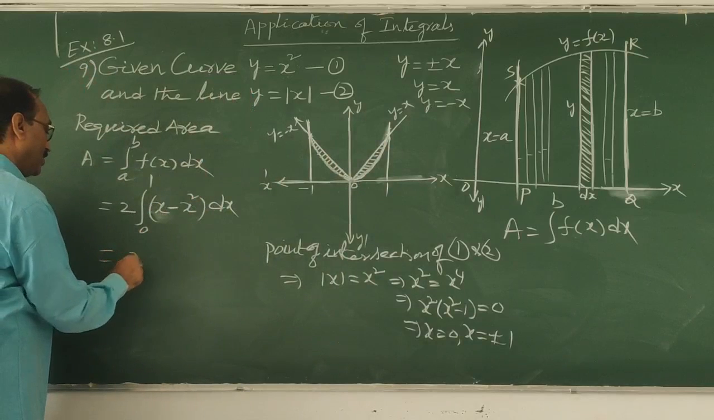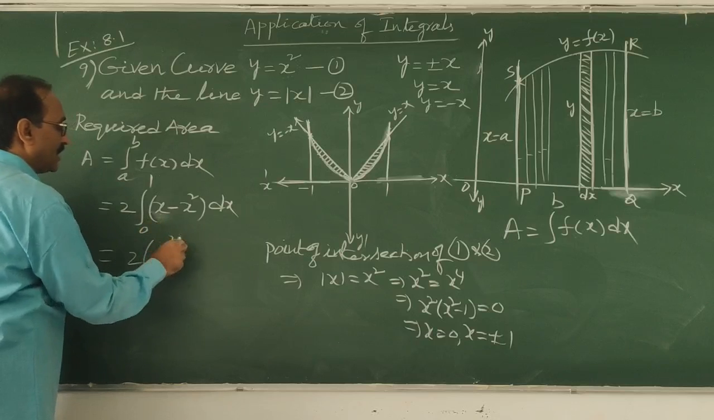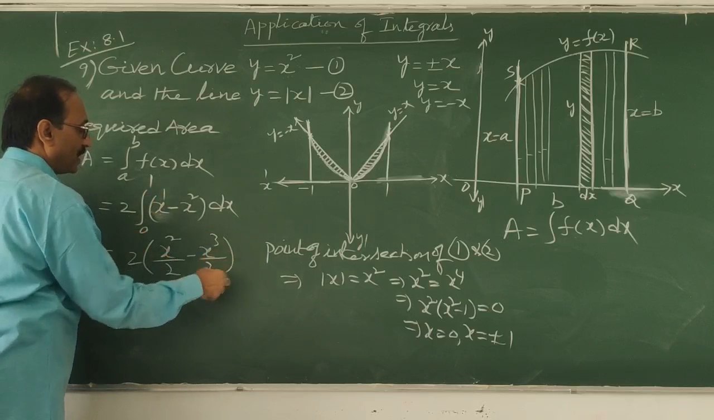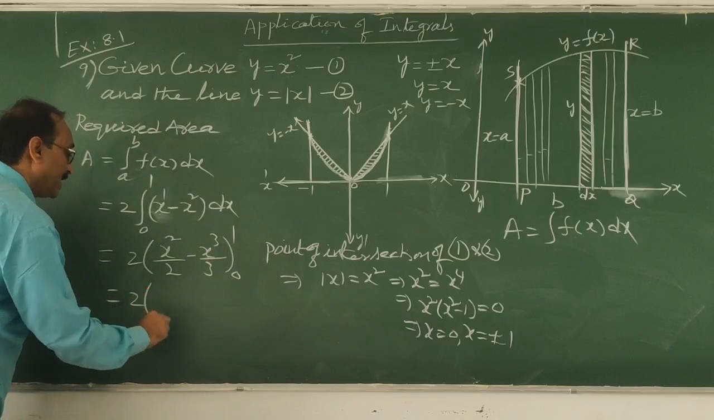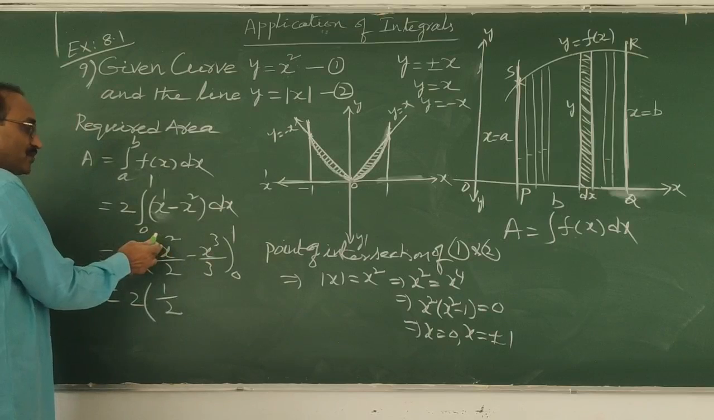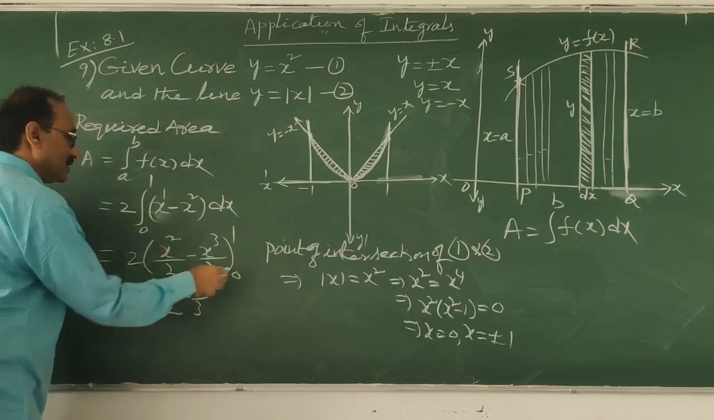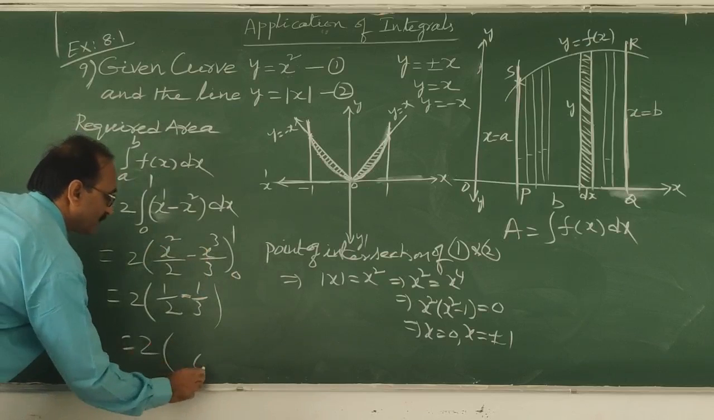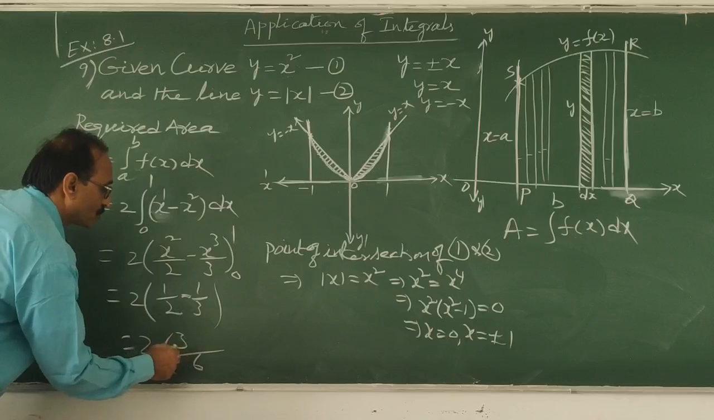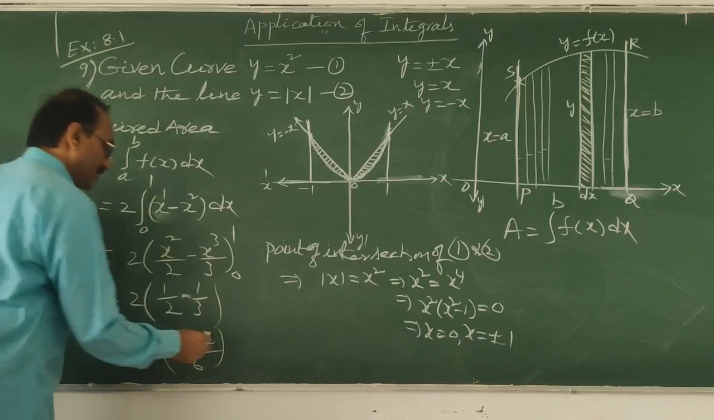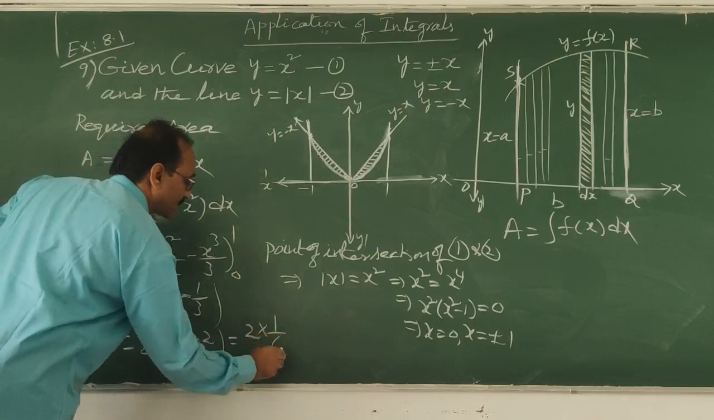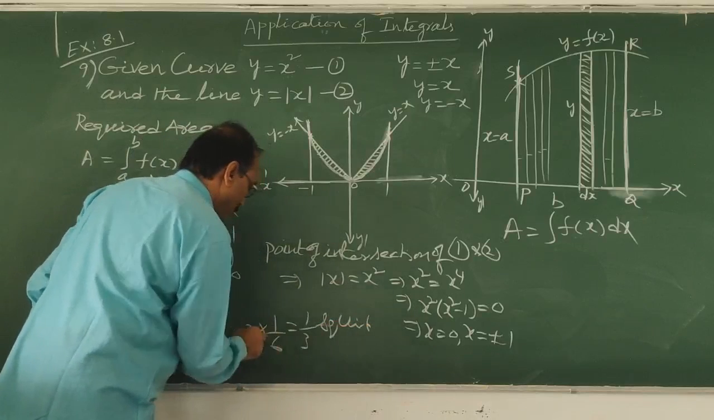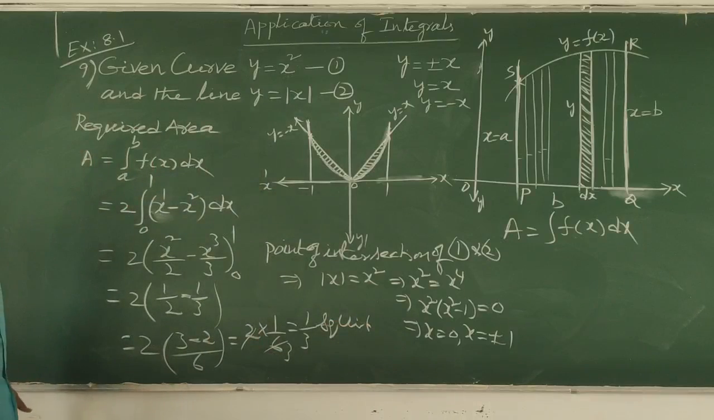Remember this. So 2 into, what is upper? Integral of what? X. X square by 2. How, sir? X power 1 plus 1 is x square by 2, minus x cube by 3. What are the limits? 0 to 1. Now substitute, 2 into 1 by 2, upper limit 1 square means 1. 1 by 2 minus 1 by 3. 0 by 2 is 0, minus 0 by 3 is 0. Leave it off. Now LCM you take, 2 into, LCM is 6. In 6, 2 goes 3 times, 3 goes 2 times. 3 minus 2 is 1. 2 into 1 by 6, which is nothing but 1 by 3 square units. Why? Because 2 goes in 6 three times. So your answer is 1 by 3 square units.